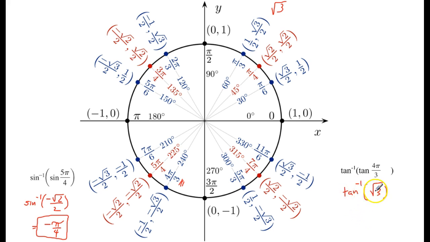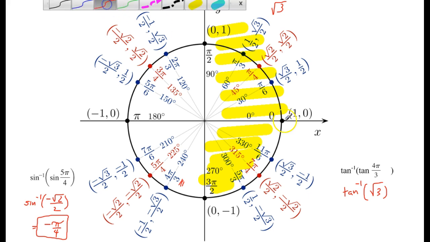Alright, now arctangent of the square root of 3. Arctangent is only defined in quadrants 1 and 4. For arctangent and arcsine, it's 1 and 4. For arc cosine, it's 1 and 2. So I ask myself, where do I see a tangent of the square root of 3 in these two yellow regions in quadrants 1 and 4? Well, I see it right here, where that line connected to it. And what angle is that? That's pi over 3. So the arctangent of the tangent of 4 pi over 3 is pi over 3.